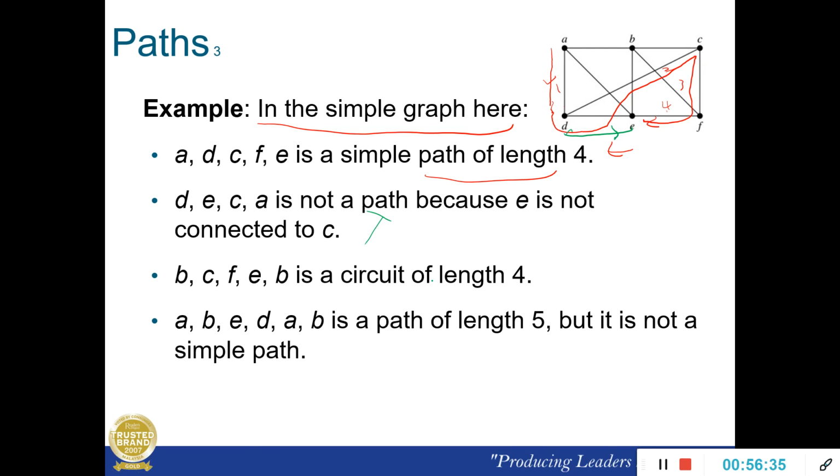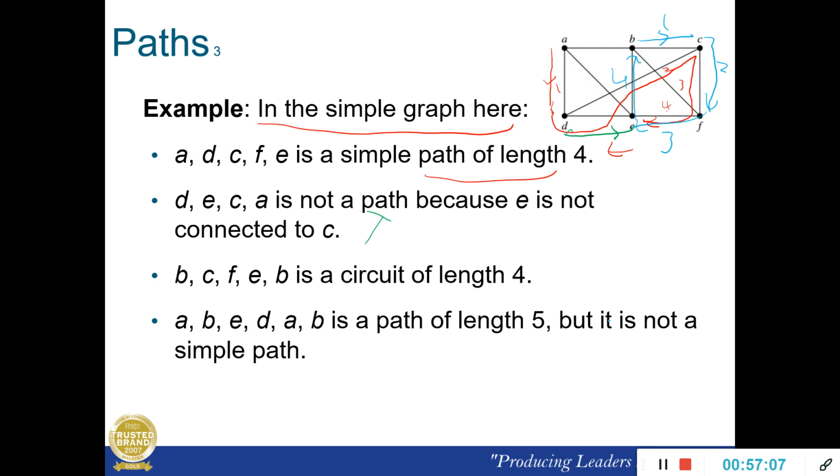BCFE is a circuit of length 4. BCFE. Okay, use a different color. B, C, F, E, and B. So 1, 2, 3, 4. BCFE is a circuit because we start at B and end at B. It's a circuit of length 4.